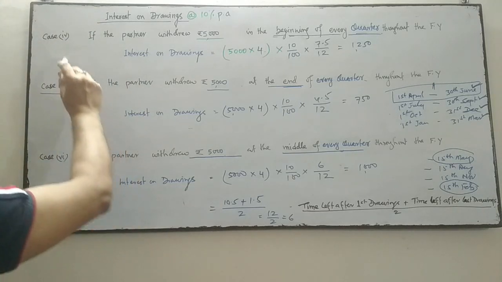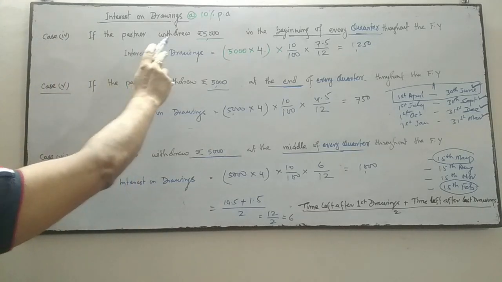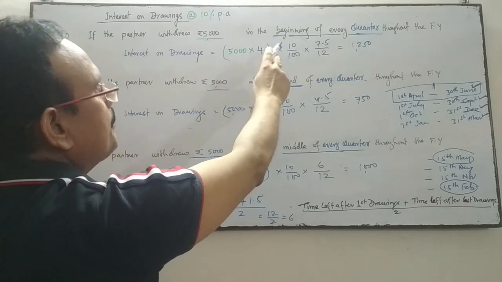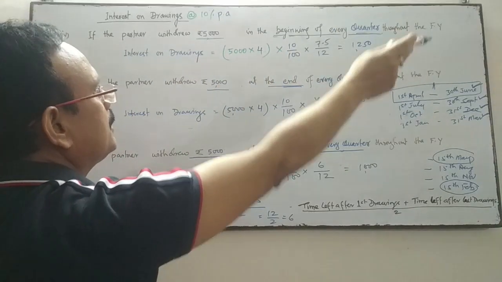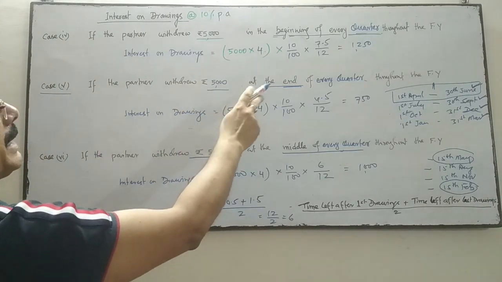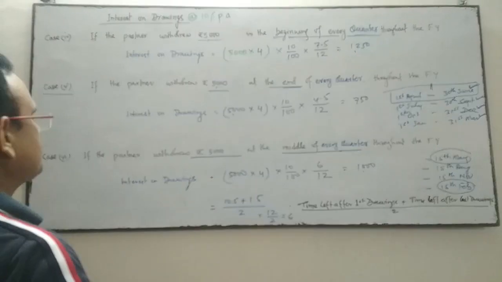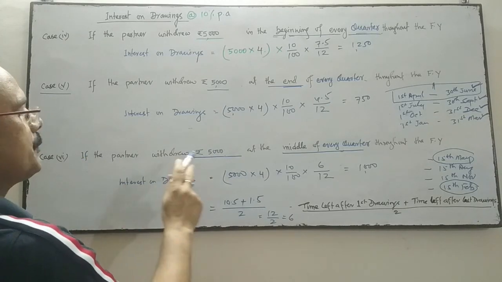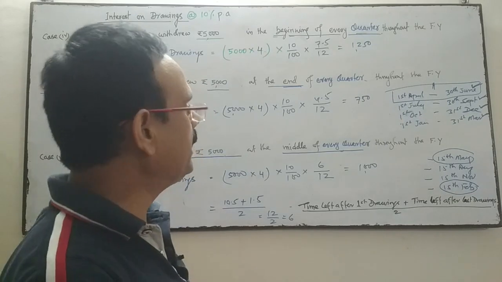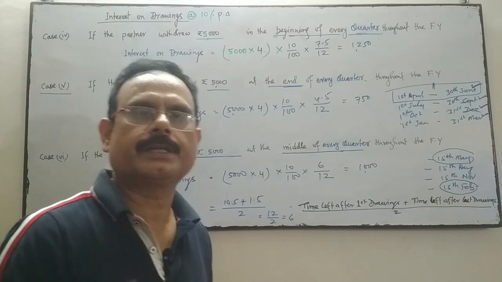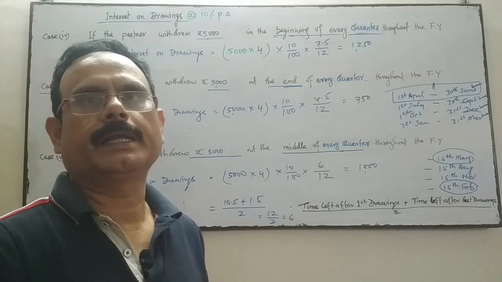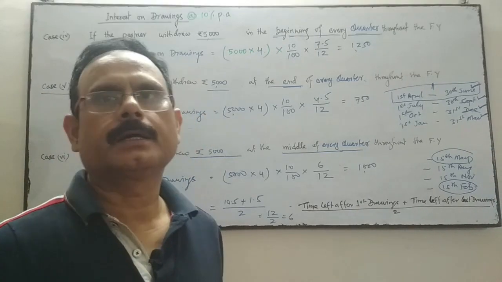So case number 4: the partner withdrew a constant amount, suppose 5,000, in the beginning of every quarter throughout the financial year. Second, if the partner withdrew 5,000 at the end of every quarter throughout the financial year. And third, if the partner withdrew 5,000 at the middle of every quarter throughout the financial year, then how the interest will be calculated by us.